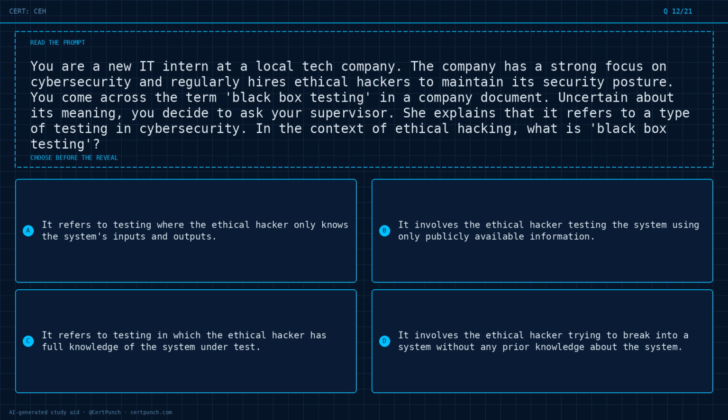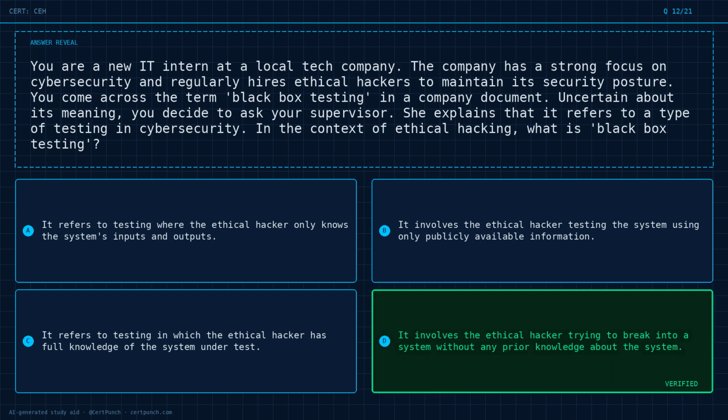Option A. It refers to testing where the ethical hacker only knows the system's inputs and outputs. Option B. It involves the ethical hacker testing the system using only publicly available information. Option C. It refers to testing in which the ethical hacker has full knowledge of the system under test. Option D. It involves the ethical hacker trying to break into a system without any prior knowledge about the system. Choose the best answer before the reveal. Commit to it now.